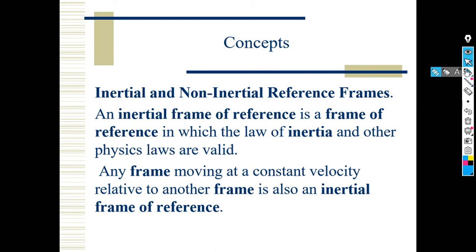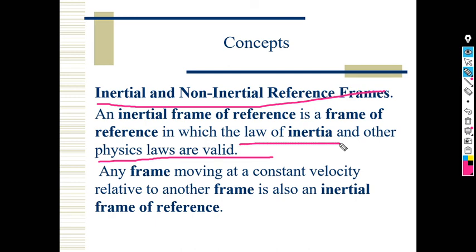Inertial and non-inertial frames, the question is here. When we are talking about relativity, we should know the concepts of inertial and non-inertial reference frames. An inertial frame of reference is a frame of reference in which the law of inertia and other physics laws are valid. Law of inertia means Newton's first law of motion. Another name for the first law of motion is the law of inertia. When we call a reference frame an inertial frame, the law of inertia and other laws are valid in it.